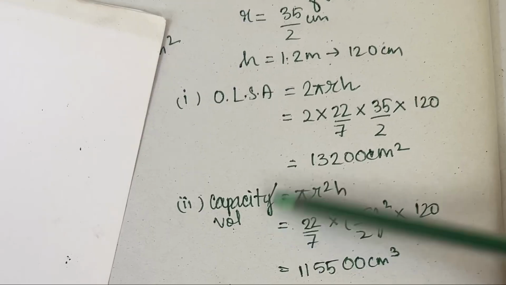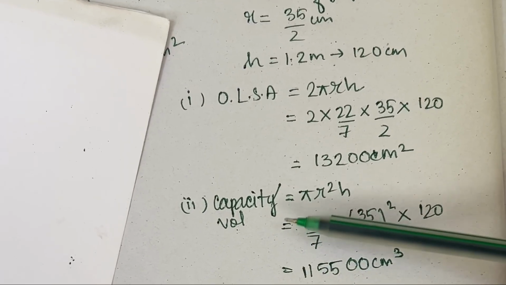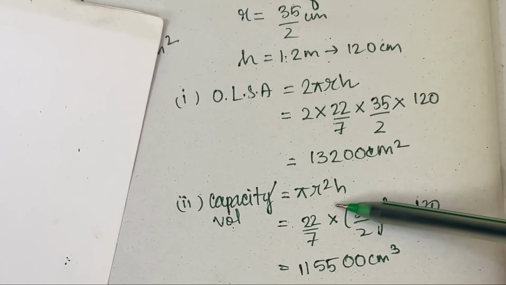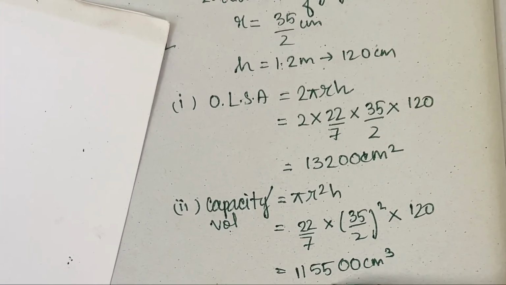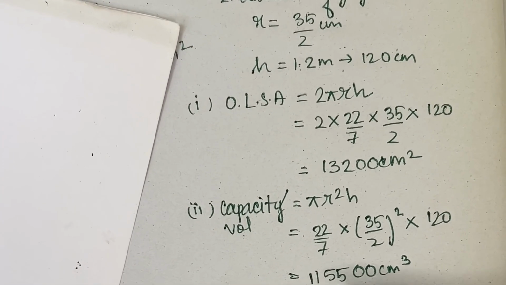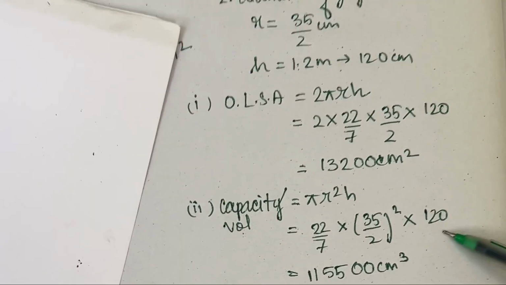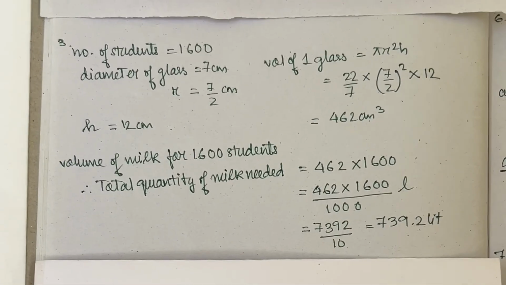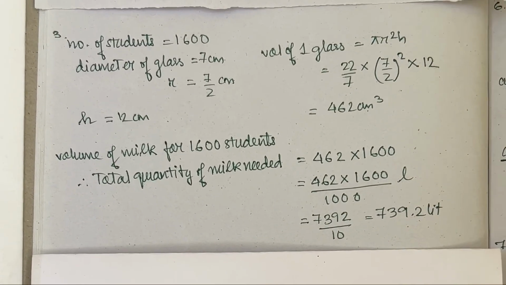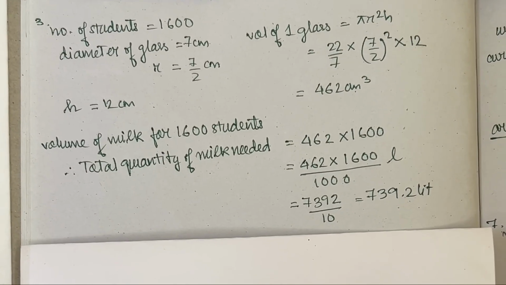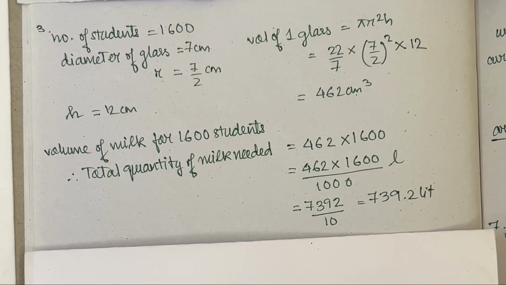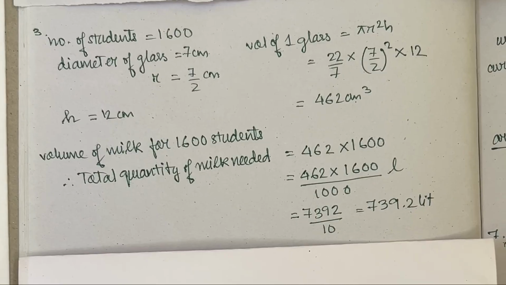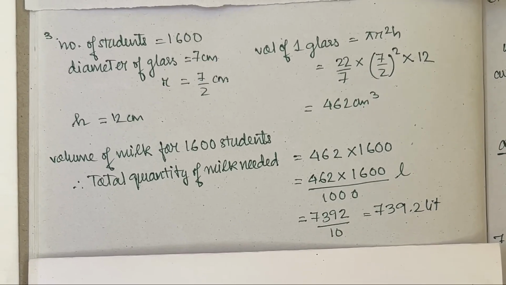Now for capacity, we know it as volume, and putting the formula as pi r square h, substituting the values and getting the answer as 115500 centimeter cube. Now for sum number 3, it tells a school provides milk to the students daily in cylindrical glasses of diameter 7 centimeter. So from it we know 7 centimeter is the diameter, so the radius will be 7 by 2.